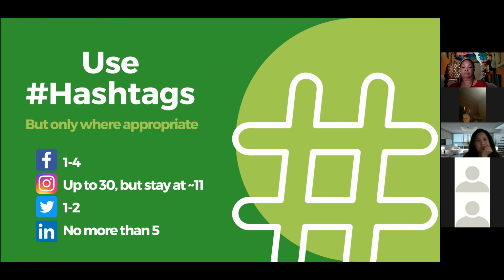So stay around that. And another thing for Instagram, just as a side note, put those hashtags in the comment section of your post. Don't put them in the caption of the Instagram post. Put them in as the first comment of your post. Weirdly enough, that actually gets you more engagement than putting it in the body of the post. All right, Twitter, 1 to 2. They say 1 is definitely enough. When you get over 3, your engagement starts going down. And with LinkedIn, no more than 5.